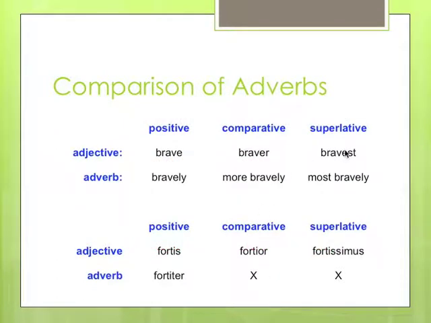So, we could create a chart in English that looks something like this. We could have adjectives across like this, and adverbs across like this, and have the positive degree here, the comparative degree here, and the superlative degree here. And we could say for the adjectives, brave, braver, bravest. And for the adverbs, we could say bravely, more bravely, and most bravely.